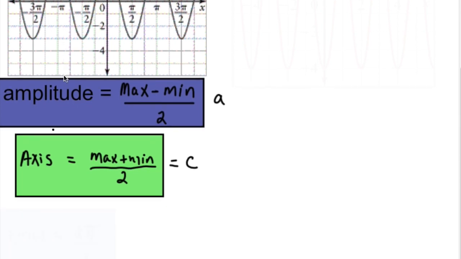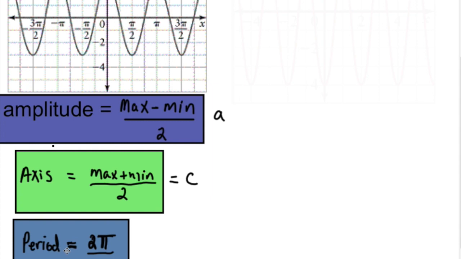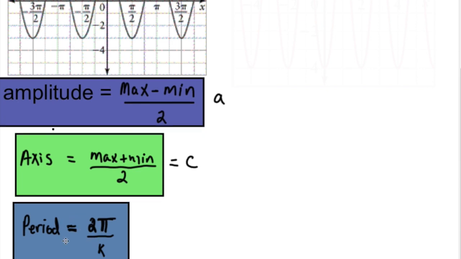The last equation that we use is the equation for the period. If I know the period, and usually we can determine that from a graph by counting how long a cycle takes, I can calculate the k value by solving this for k. So an alternative form of this equation is that the k value is 2 pi divided by the period.